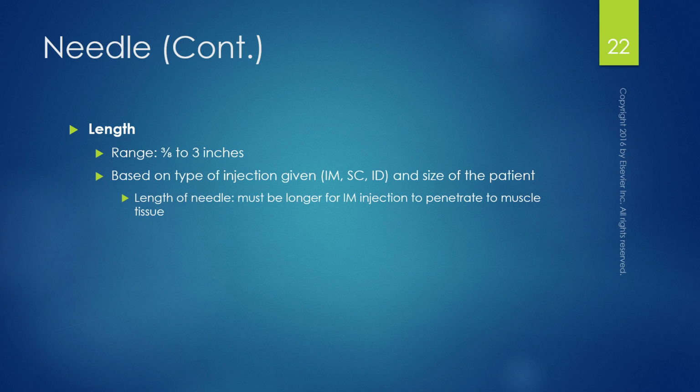Needle length runs from approximately 3/8 to 3 inches. The needle length is based on the type of injection and the size of the patient, right? The needle has to be able to get to the tissue that you're injecting the medicine into. So it must be longer for IM injections in order to get into the muscle tissue.